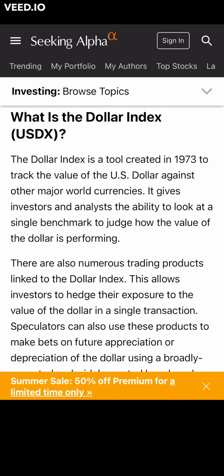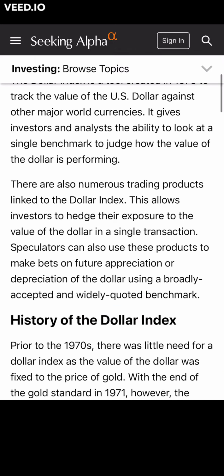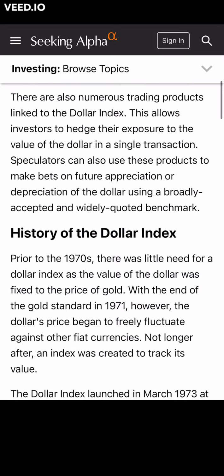There are also numerous trading products linked to the Dollar Index. This allows investors to hedge their exposure to the value of the dollar in a single transaction. Speculators can also use these products to make bets on future appreciation or depreciation of the dollar using a broadly accepted and widely quoted benchmark.